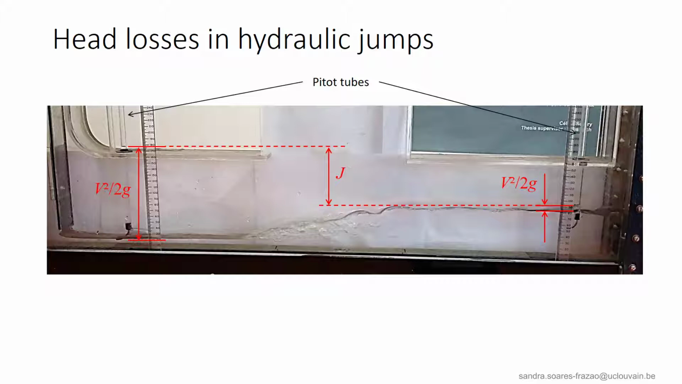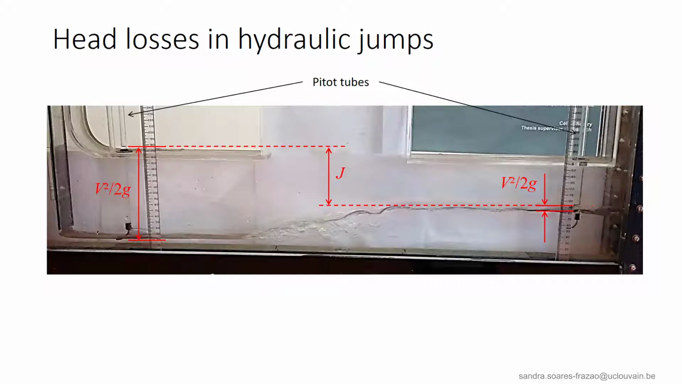In this laboratory flume, we have two pitot tubes, one here and one here, that allow us to measure the head upstream and downstream of the hydraulic jump. At the upstream side, we have a very small flow depth below the gate, but we see that the water level in the tube rises up to here, indicating that the kinetic energy V square over 2G is important. At the downstream side, the water depth is much larger, but the velocity is much smaller, as indicated by the level in the pitot tube again.